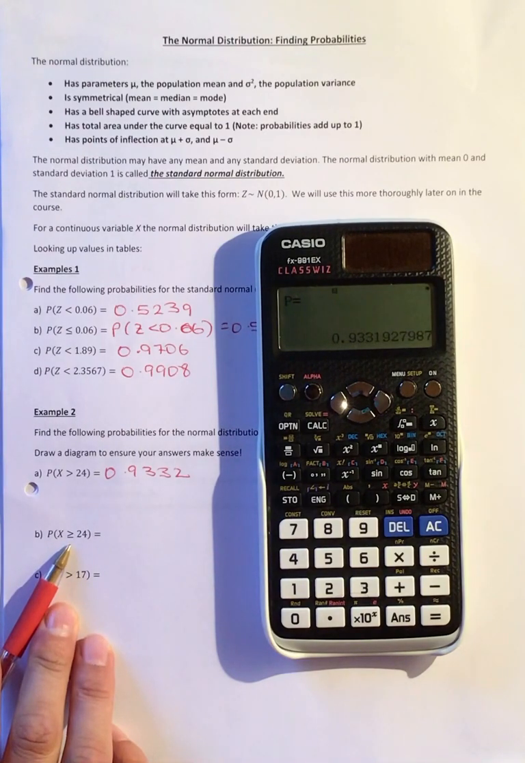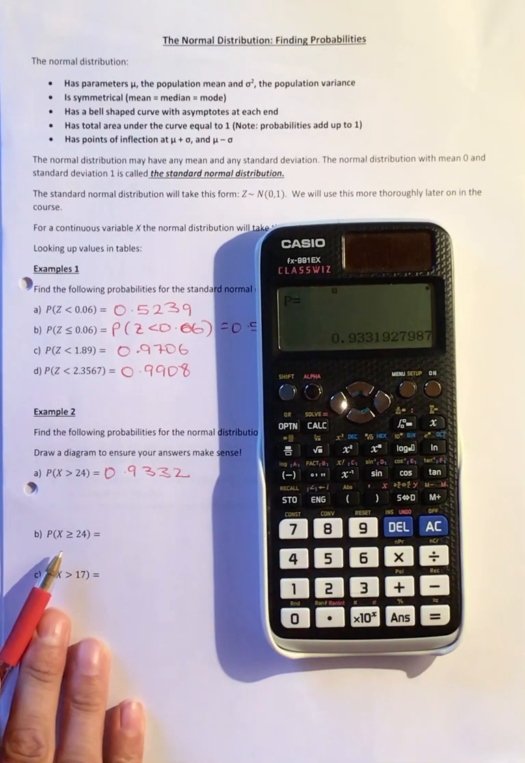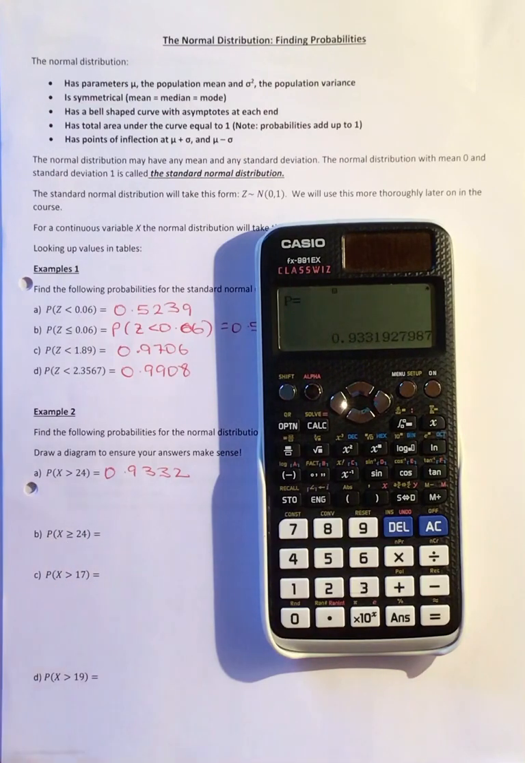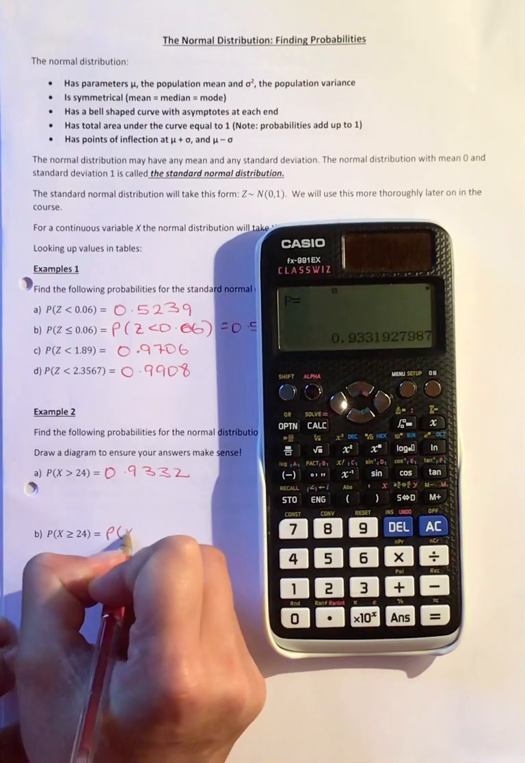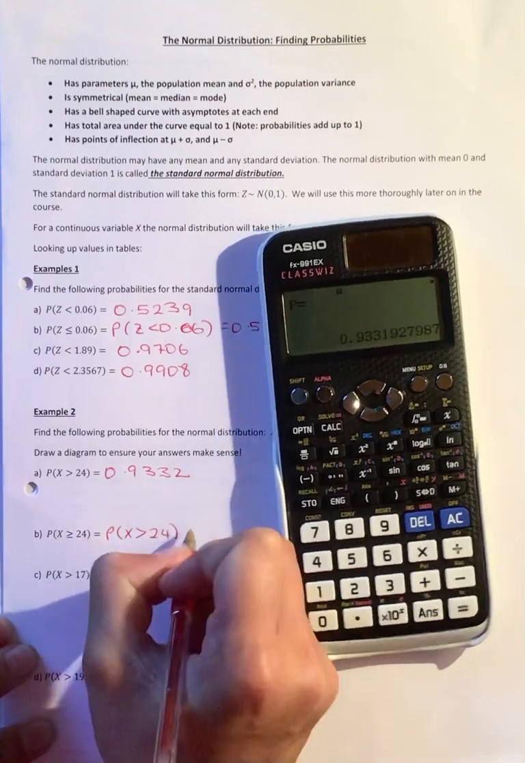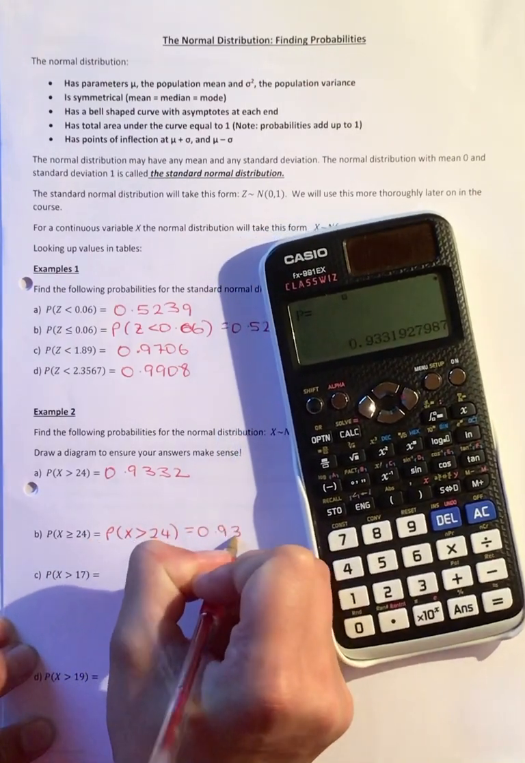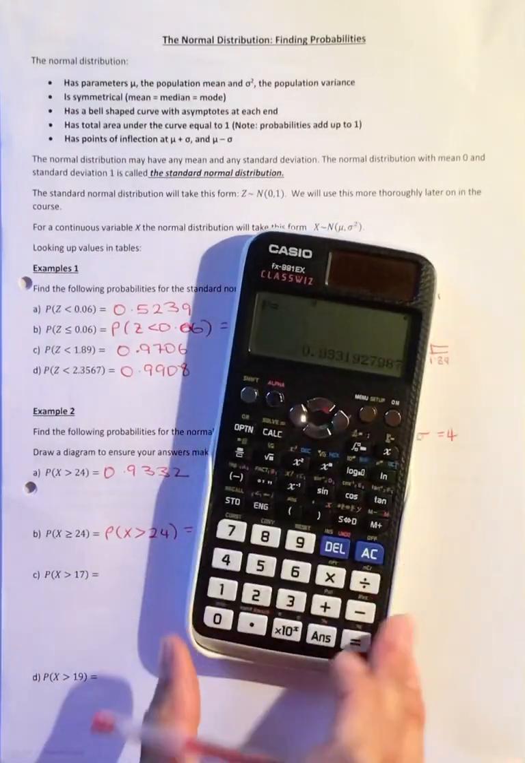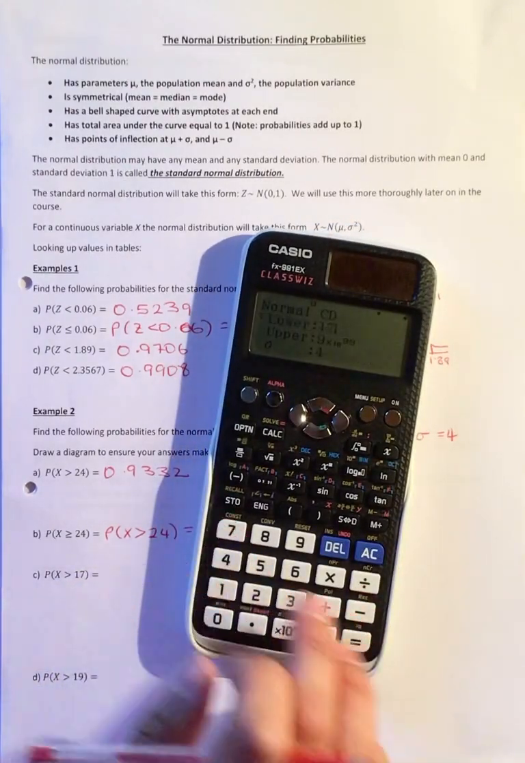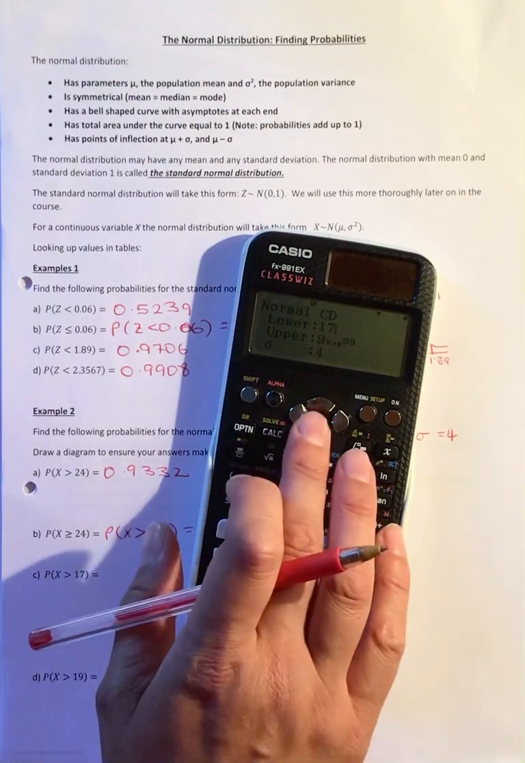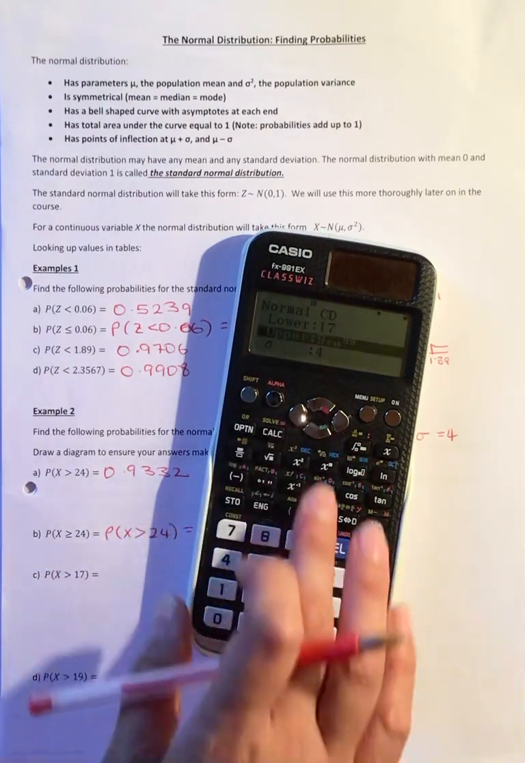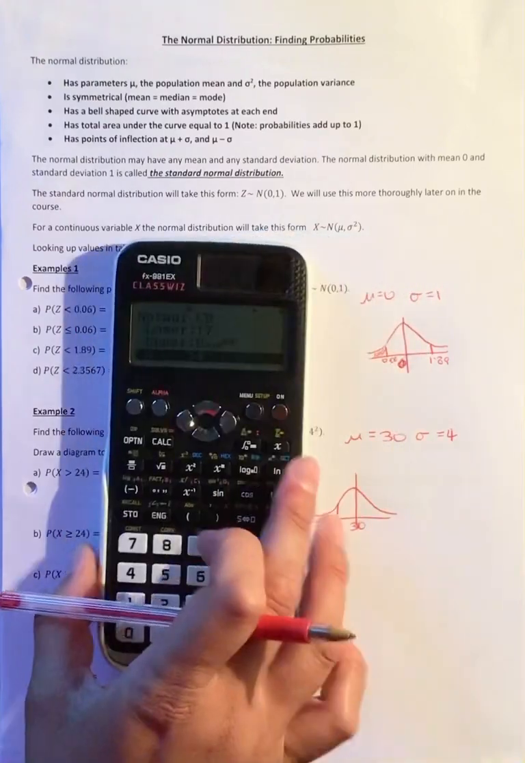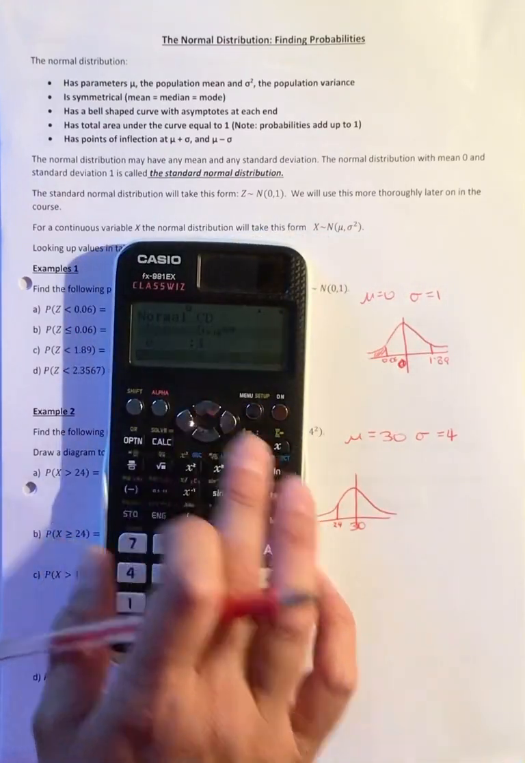This time we want the probability x is greater than or equal to 24. Remember, the probability of it actually being equal to 24 is 0. So this is the same as the probability x is greater than 24. So 0.9332 still. Then we want the probability x is greater than 17, so we're just going to change that lower value, keep the upper value as being massive, and we've still got the same standard deviation and mu.